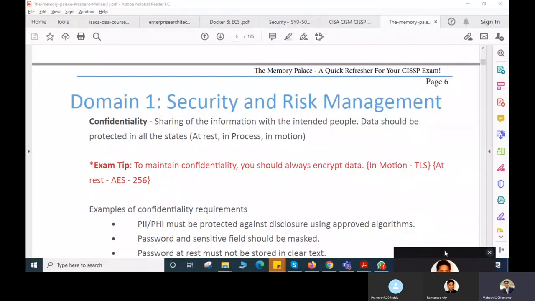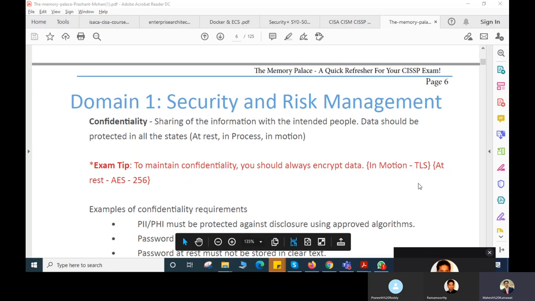So we are talking about some different security concerns for the data. The first thing is confidentiality, sharing of information only with intended people. Data should be protected in all states: data at rest, data in process, and data in motion. So how do you make your data confidential? This is the first question I'm going to ask you. Data exists in three forms: data at rest, data in process, and data in motion. So we require different types of security parameters for the data.